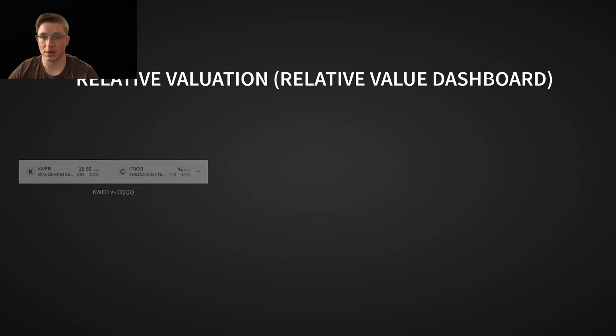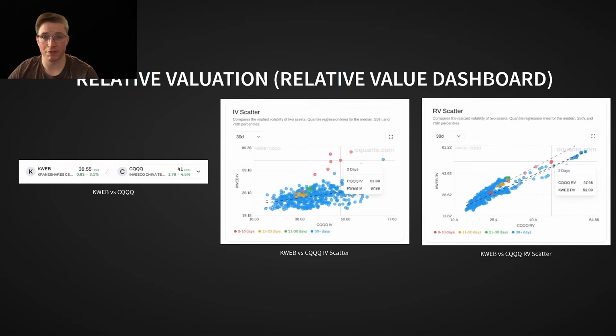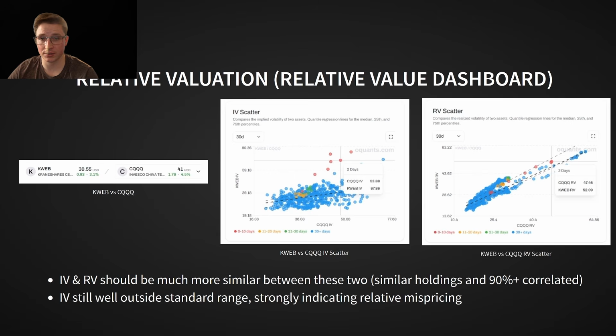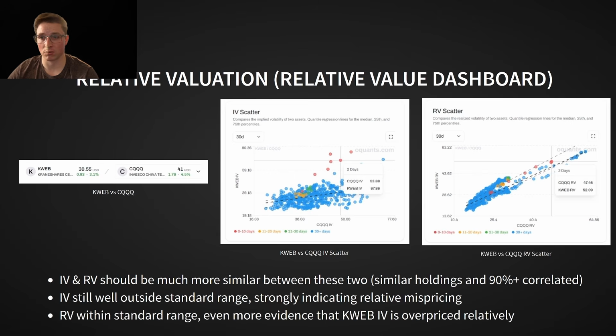A more revealing comparison is with CQQ, another China-focused ETF. QUEB's implied volatility is not only significantly higher than CQQ's, but it also lies well outside the normal range. In contrast, QUEB's realized volatility is within expected bounds. This suggests that its implied volatility is expensive relative to a closely comparable asset.